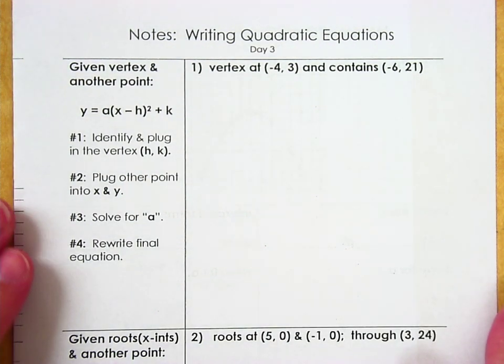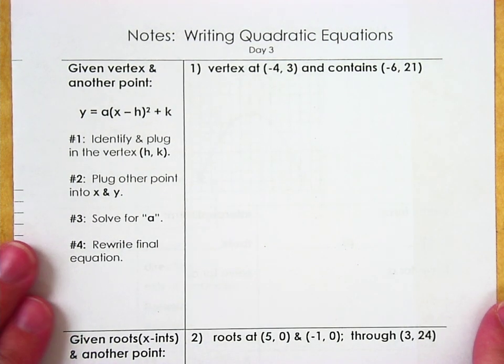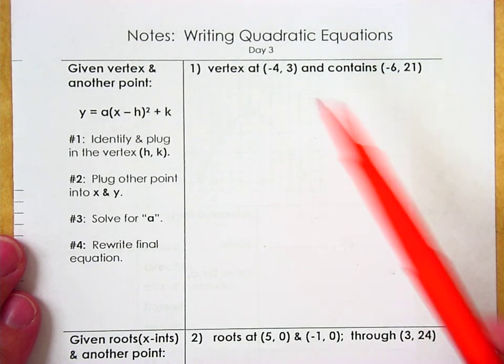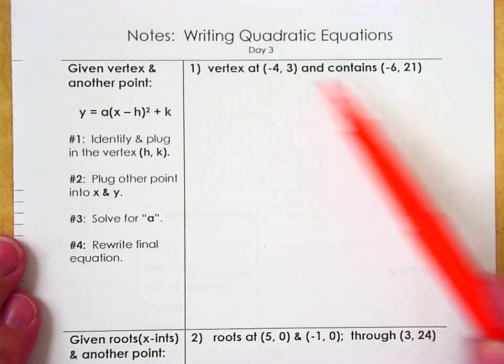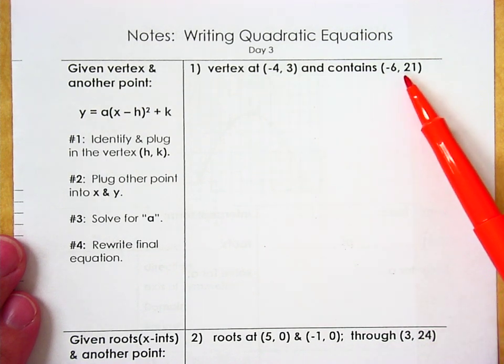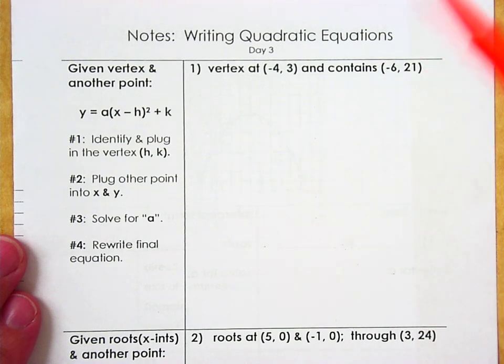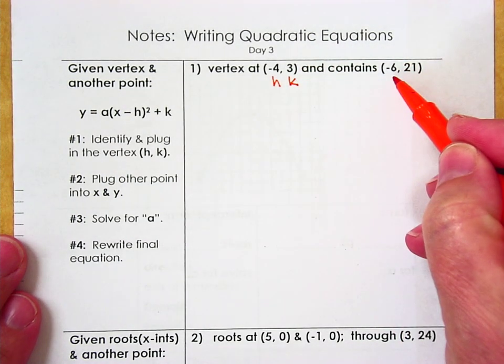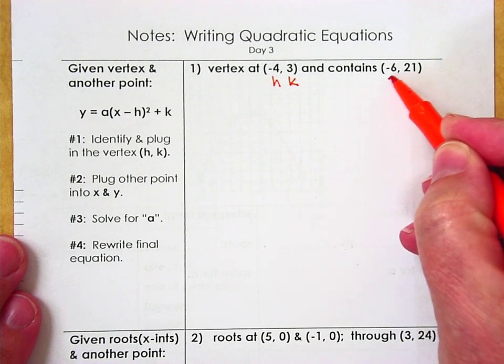Today we're going to be writing quadratic equations from given information. So let's look at the first example. In this example, I'm given the vertex of negative 4, 3, and the graph goes through the point negative 6, 21. So negative 4, 3 is going to be our h, k, and negative 6, 21 is going to be our x, y point.